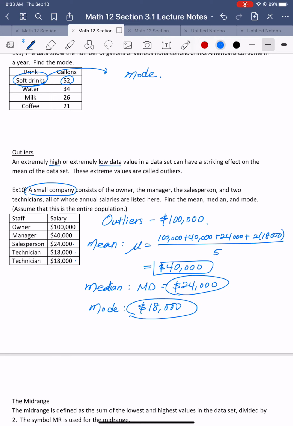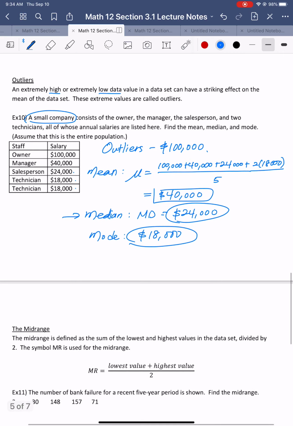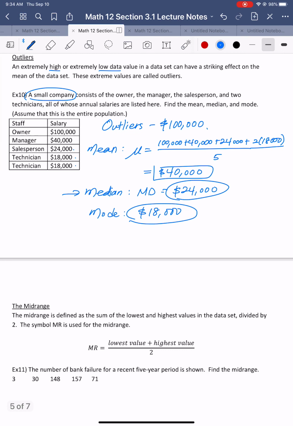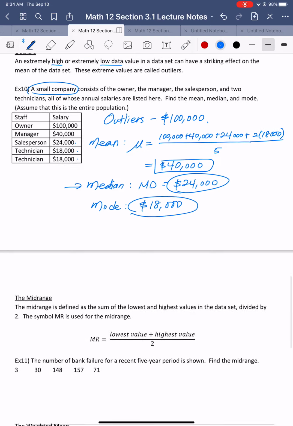Okay, so as you notice, the mean, median, and mode come out to different values. But which value do you think you should use to see the average salary for that company? In my opinion, I think it's the median, 24,000, because that's the middle number, and the owner's salary is already an outlier. 18,000 is too low and 40,000 is too high, so I think 24,000 sounds right.